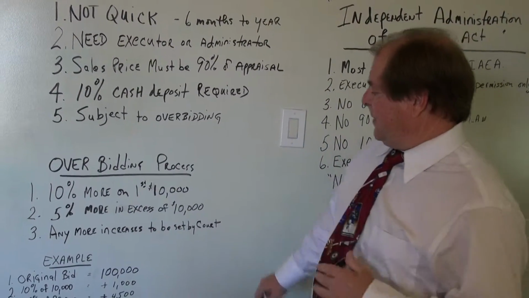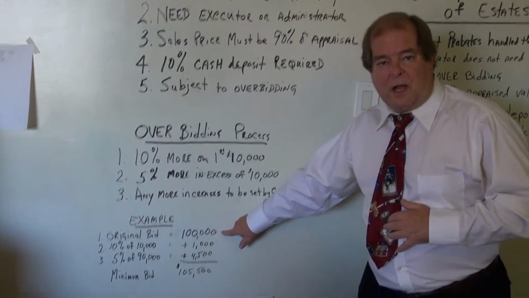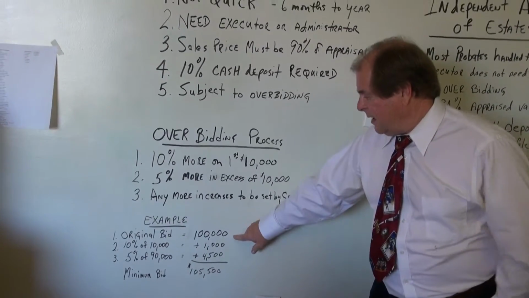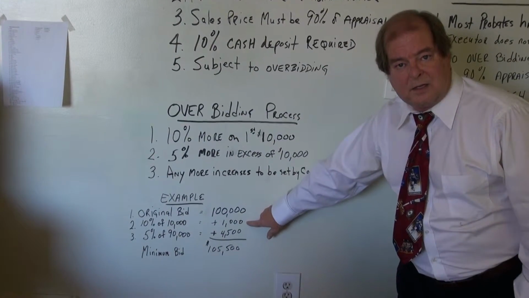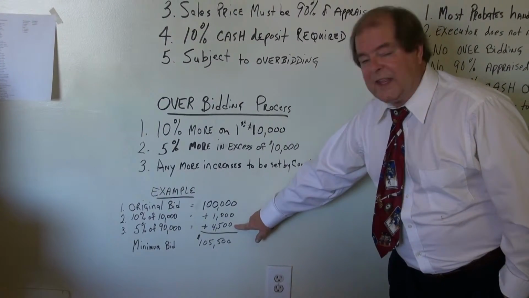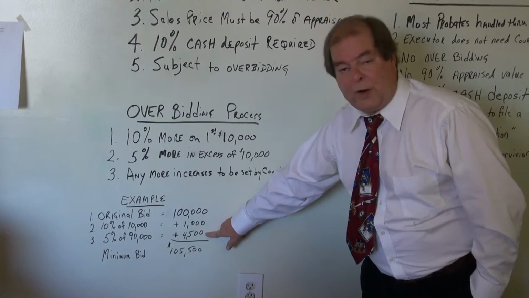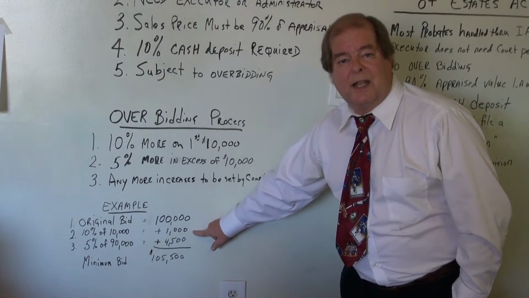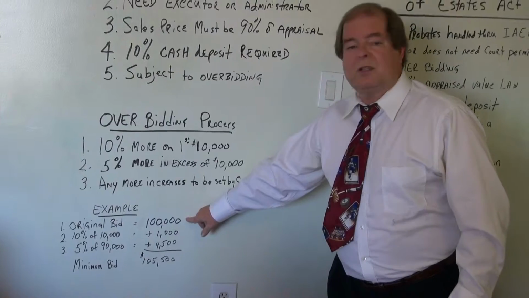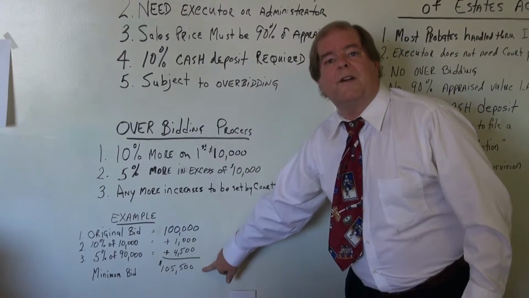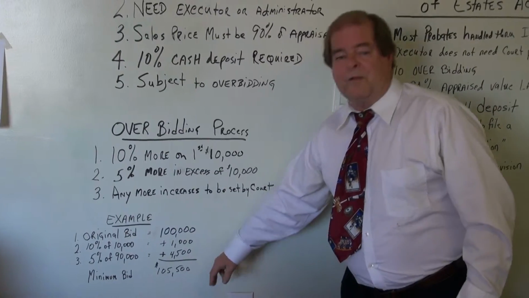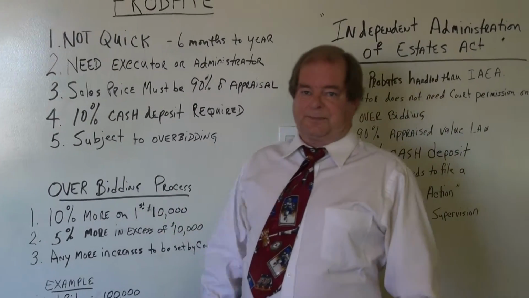Okay, here's an example. The original bid was $100,000. 10% of the first $10,000 is $1,000. 5% of the other $90,000 is $4,500. When you add both those together, you get $5,500. You add those on to the original price. So your first overbid would be $105,500. Any more overbids over that, the court will set it.